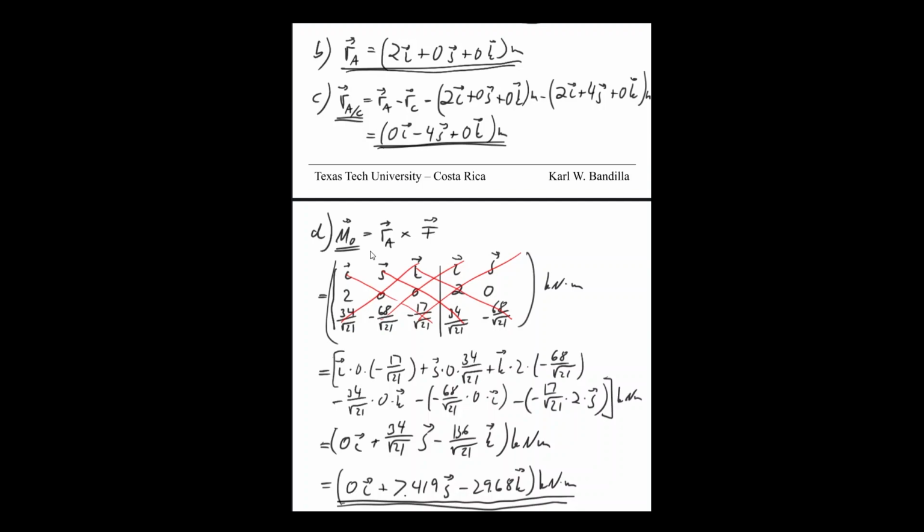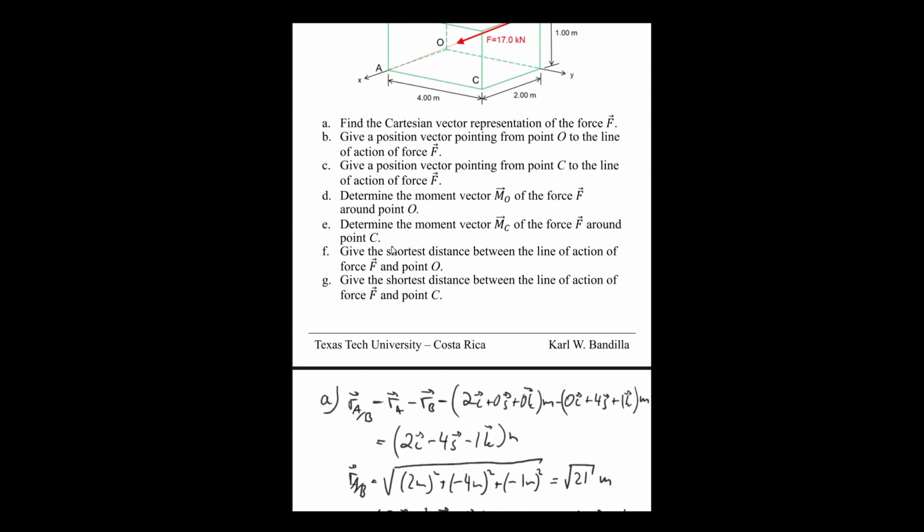All right, let's see what else we have to do. We have to do the same around C. Well, we already created a vector. That was our vector RAC. Again, it's a relatively simple one. So let's see what we get there. Let's see, so that would be part E.